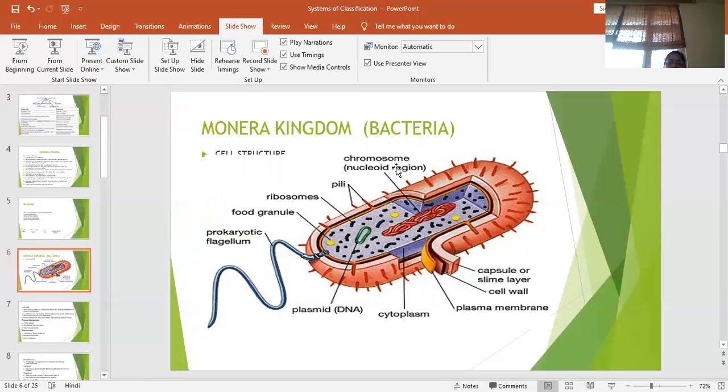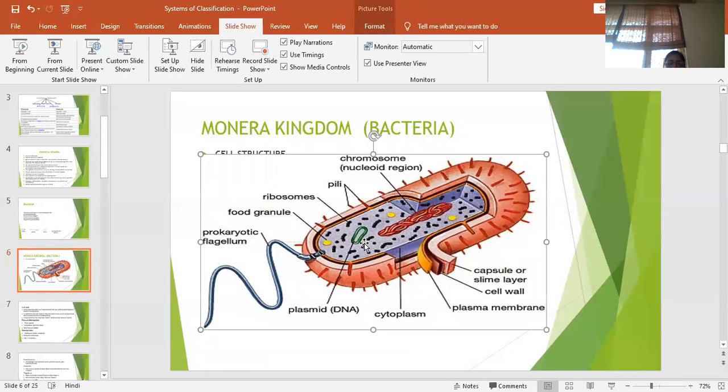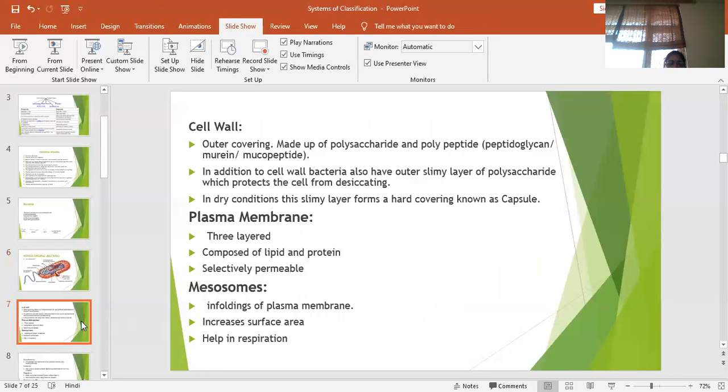Here it does not have a proper well-defined chromosome, but it has DNA and it has very few proteins along with the DNA. This region is known as the nucleoid region. They have flagella, food granules, ribosomes, villi, cytoplasm, and one more thing, here it is written plasmid. It is again a different DNA other than the nucleoid. So we'll discuss all these structures. So let us start with the cell wall.